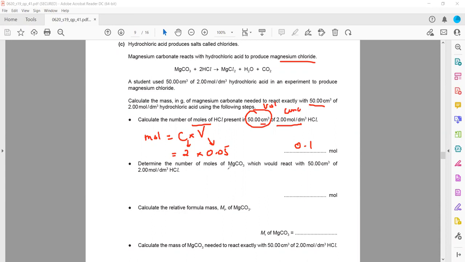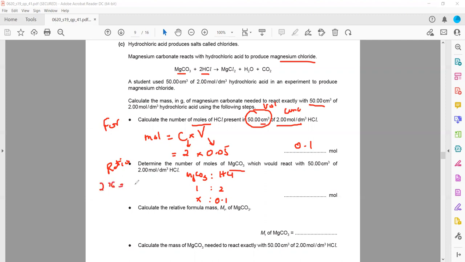Next, we have to determine the number of moles of magnesium carbonate. So the first part we solve by using a formula, then the second one will take a ratio. And what ratio will we take? We'll take a ratio between hydrochloric acid and magnesium carbonate. So the ratio between them is 1:2, like magnesium carbonate, MgCO3, and HCl. 1:2 is the ratio. So in the question we have 0.1 mole of hydrochloric acid, then x moles of magnesium carbonate. We cross multiply.